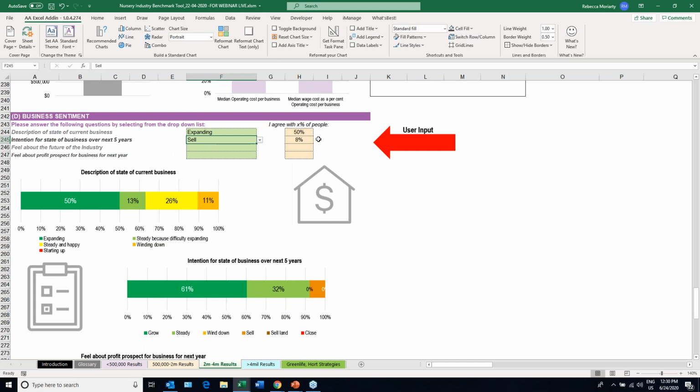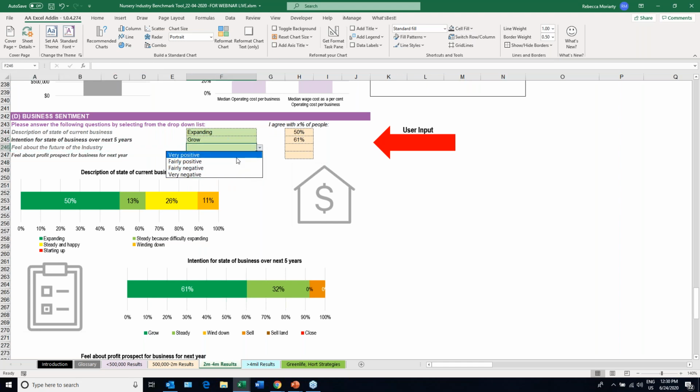So this is another thing. What does this number mean? Who is selling? What gap is going to be left when they sell? Sell and lease the land? Nothing. And close? No one. All right. Feel about the future of the industry?